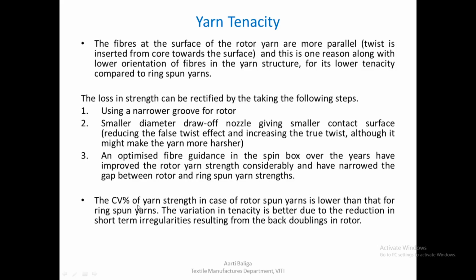The CV, the variation in the yarn strength along the length of the rotor spun yarn, is lower than the ring spun yarn, and this happens because there is something known as the back doubling phenomenon in rotor spinning, and because of this back doubling, the variation in tenacity is better due to the reduction in short term irregularities. So these back doublings lead to reduction in short term irregularities, which in turn leads to better CVs of the yarn strength.